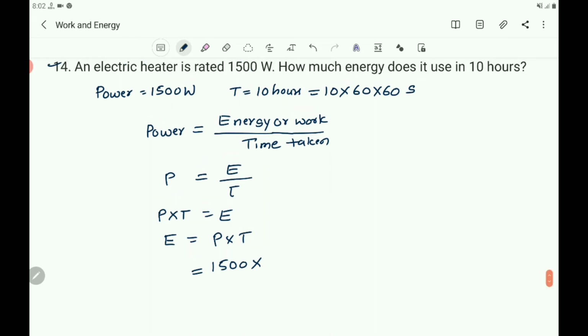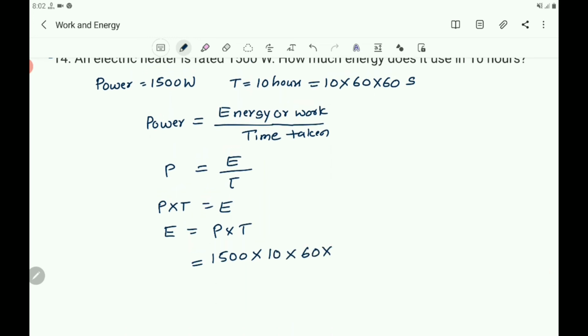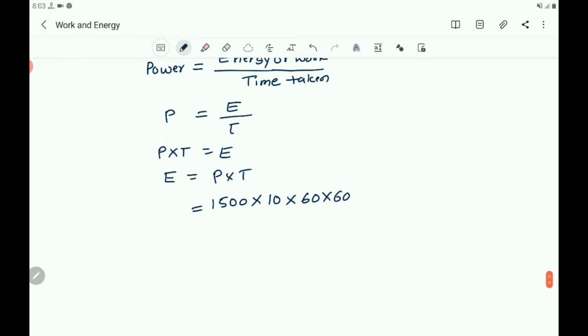So 1500 into 10 into 60 into 60. Here 15 into 6 is 90, and 90 into 6 is 540. So the product of 6 into 6 into 15 gives 540. Extra, how many zeros do you have to put? 1 2 3 4 5. Extra you put 5 zeros.